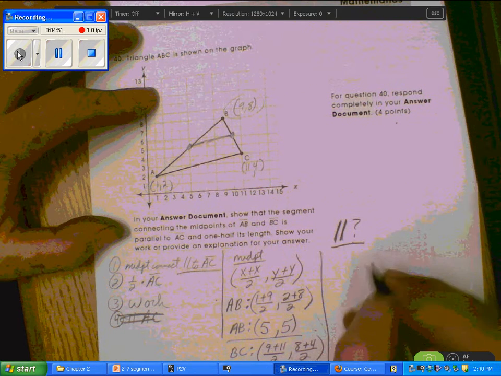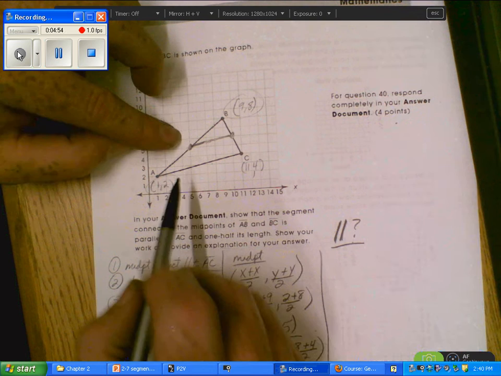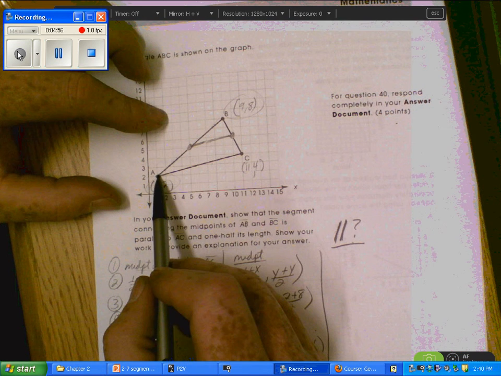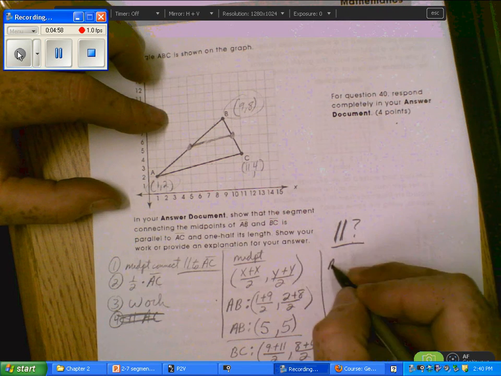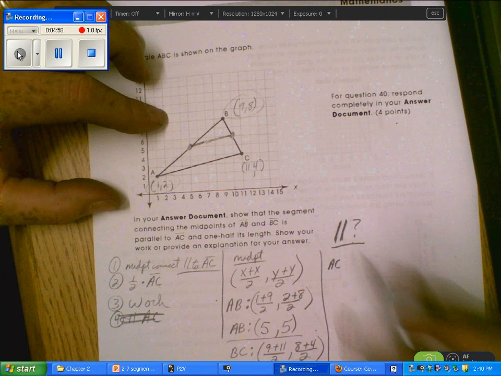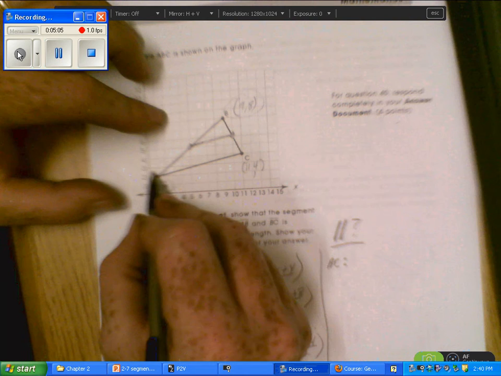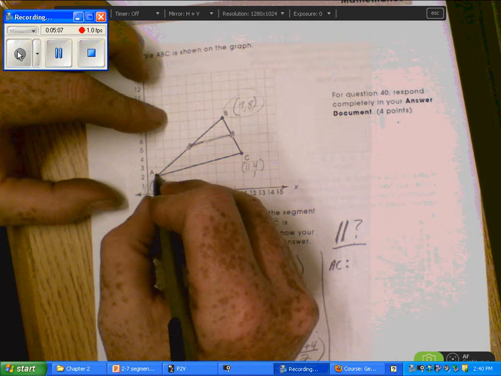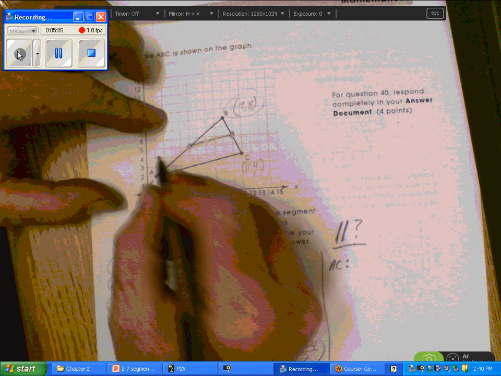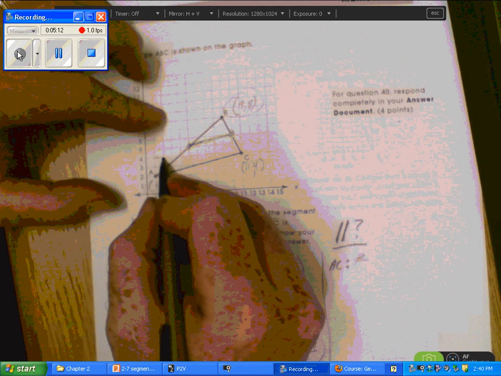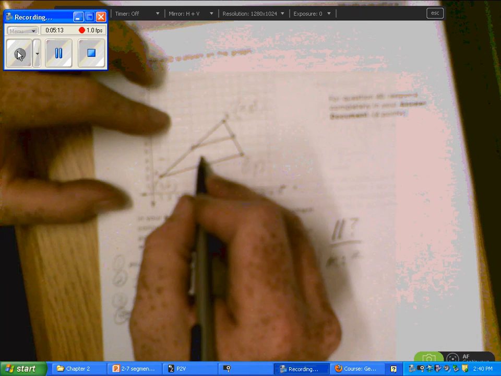The way we can decide that is by finding the slope of each line. To find the slope of AC, we could use the coordinates and the slope formula, or we could just go up here on the graph and count our rise over our run. Our rise would go up 2, and our run would go over 10. So that's the slope of AC. That's going to end up being 1/5.